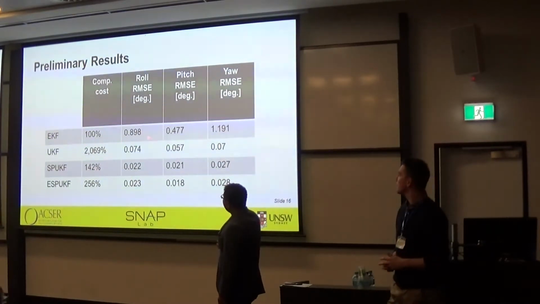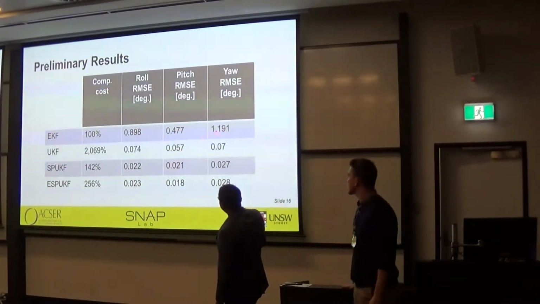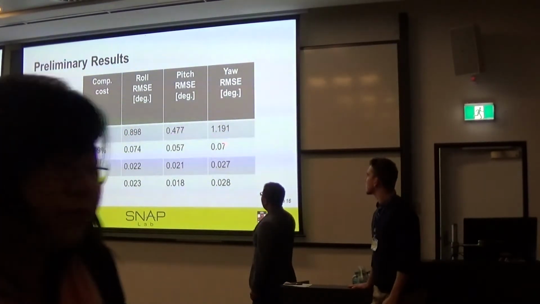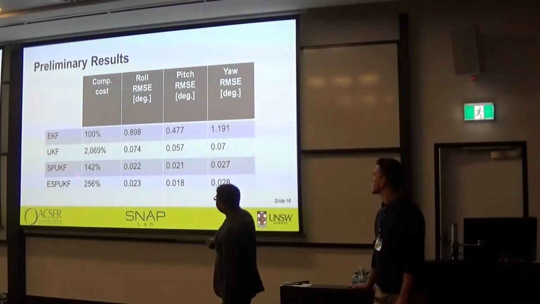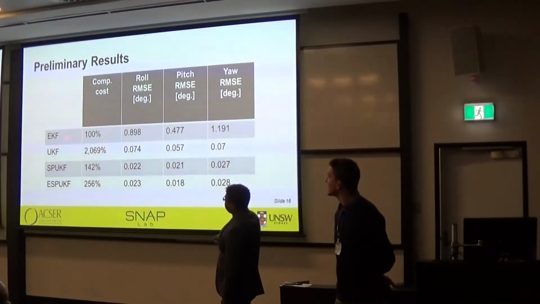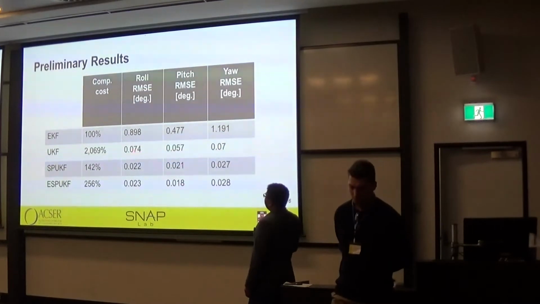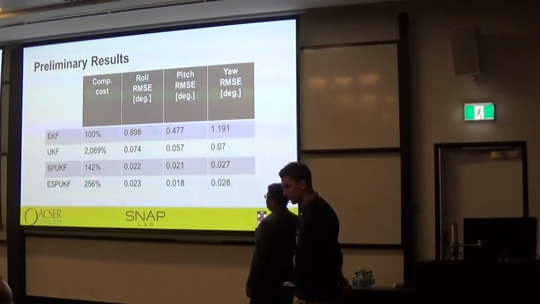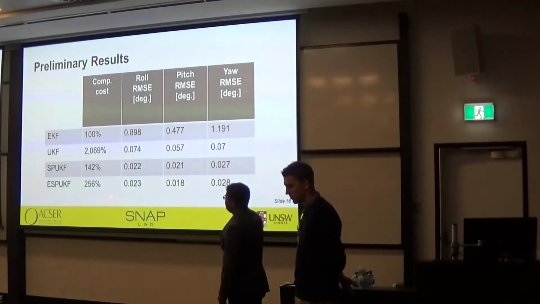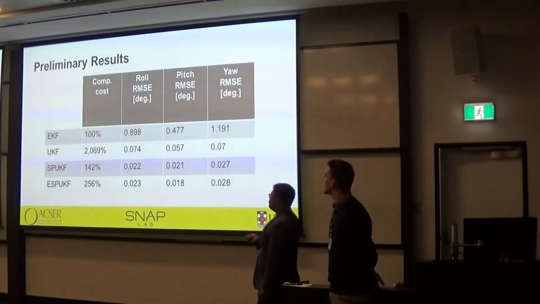If you see the RMSE error in each axis, EKF has at least 1 degree RMSE error in each axis, and UKF is giving a very low error, but computation time is 20 times higher. You can see that the errors of SPUKF and ESPUKF are almost at the order of the UKF, but the processing time is only 142% compared to the EKF for SPUKF, and 256% for ESPUKF. So around 1.5 times increase for SPUKF and 2.5 times increase for ESPUKF.